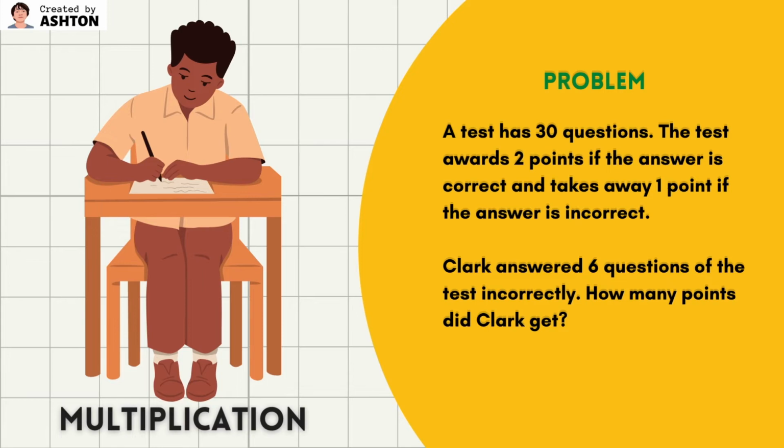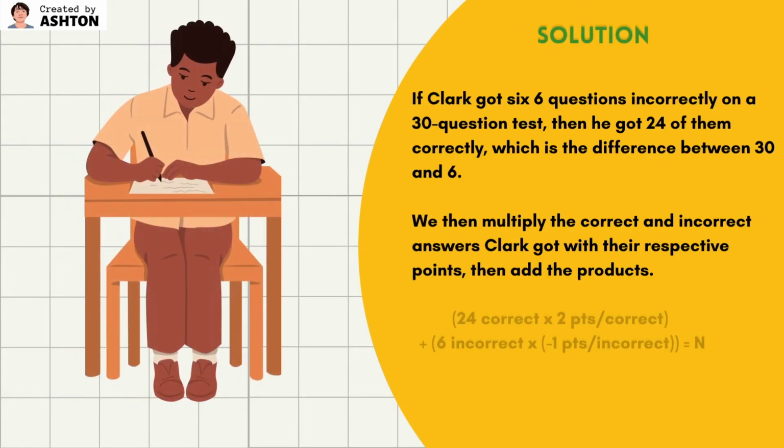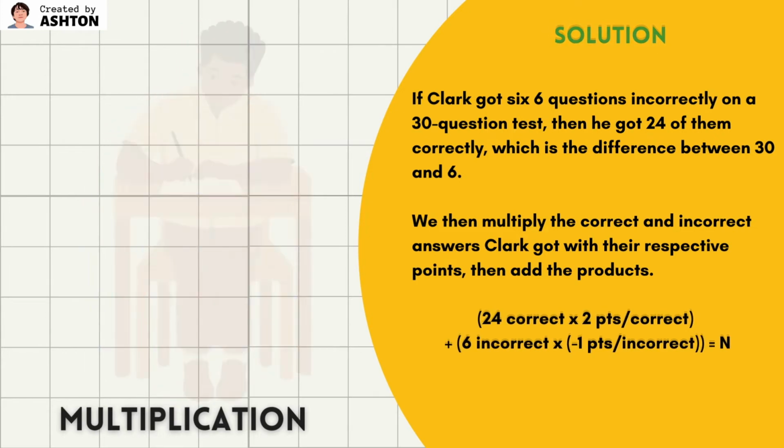Alright, let us again write an equation that represents this problem to solve it. If Clark got 6 questions incorrectly on a 30-question test, then he got 24 of them correctly, which is the difference between 30 and 6. We then multiply the correct and incorrect answers Clark got with their respective points. Then add the products.